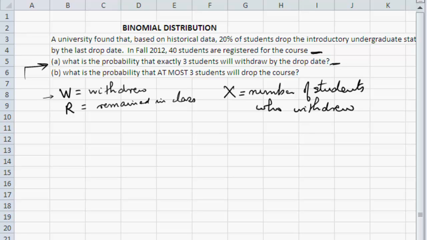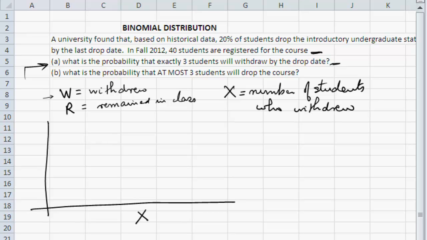Now, if you think of the random variable x, which represents the possible outcomes of this experiment, you can see that this experiment yields a discrete random variable with 41 outcomes. If x represents the number of students who withdraw, then x can take any integer value from 0 to 40, and that results in 41 outcomes. So this is a discrete random variable.